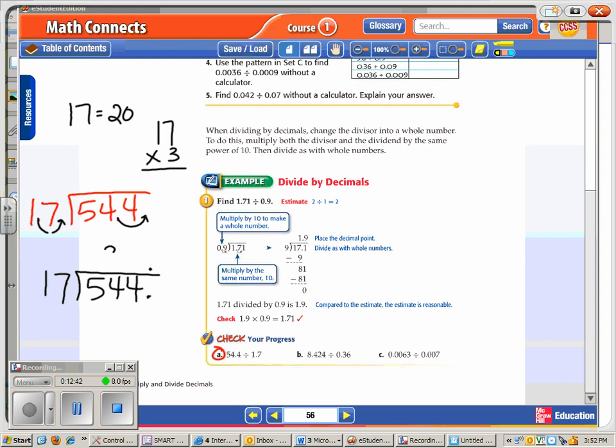I'm going to put 3 here. We know that 3 times 17 is 51. We figured that out. We'll subtract. We have a remainder of 3 tens. We're going to break up those 3 tens to ones. Bring down the 4. And now we have 34 ones.